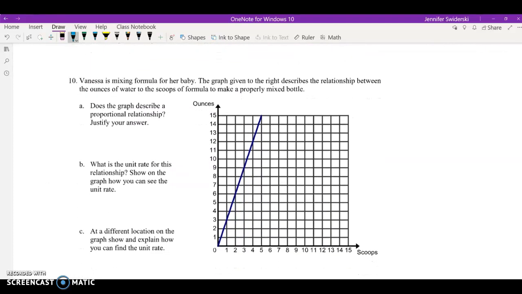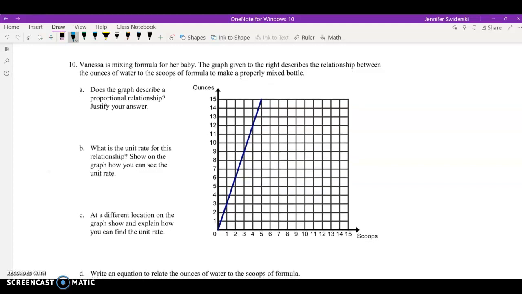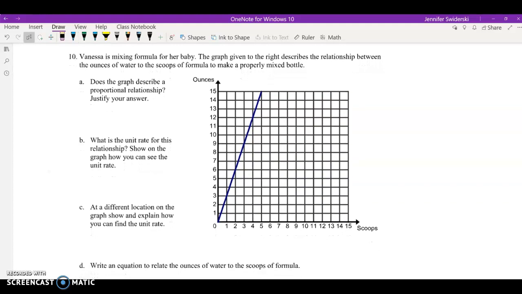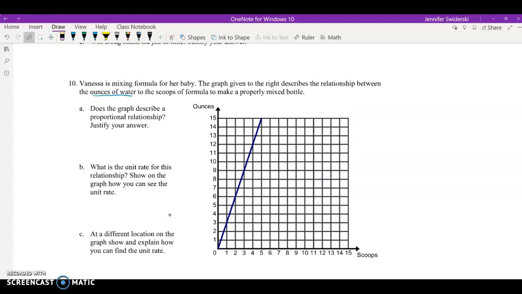Okay. Vanessa is mixing formula for her baby. The graph given to the right describes the relationship between the ounces of water. So if you look down here, ounces of water is my y. The scoops of formula, that's your x, right? It says scoops and ounces. Does this graph form a proportional relationship? Yes. And how do I know that? Because it goes through the origin. It goes through 0, 0.